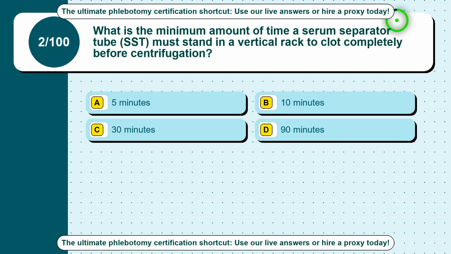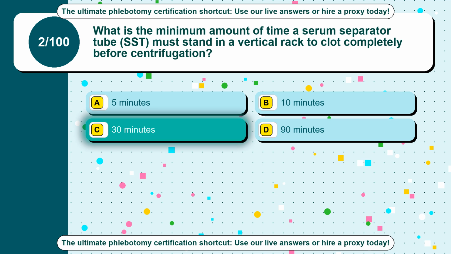Question 2. What is the minimum amount of time a serum separator tube, SST, must stand in a vertical rack to clot completely before centrifugation? Option A, 5 minutes. Option B, 10 minutes. Option C, 30 minutes. Option D, 90 minutes. The correct answer is option C, 30 minutes.